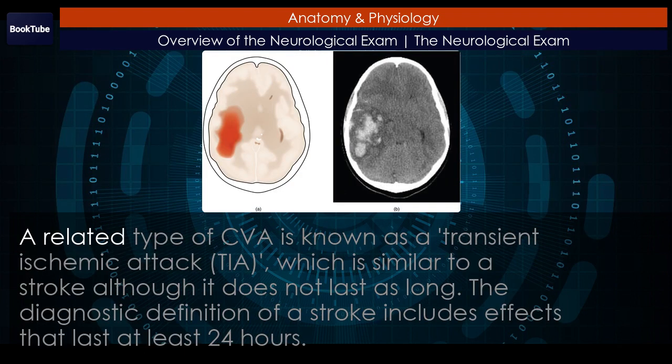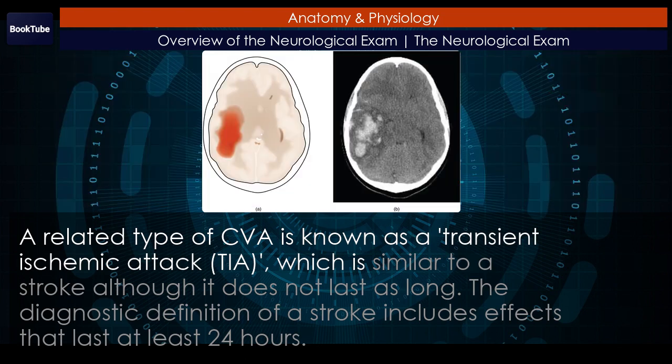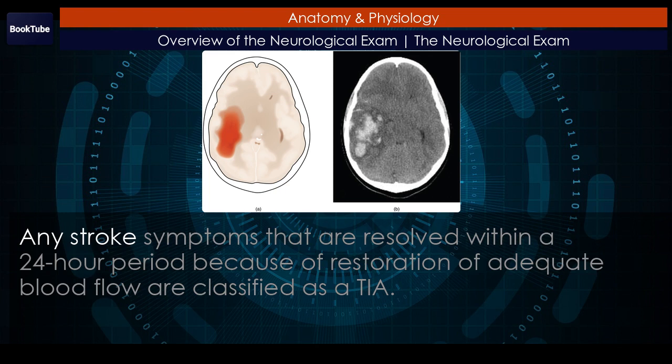A related type of CVA is known as a transient ischemic attack, TIA, which is similar to a stroke although it does not last as long. The diagnostic definition of a stroke includes effects that last at least 24 hours. Any stroke symptoms that are resolved within a 24-hour period because of restoration of adequate blood flow are classified as a TIA.